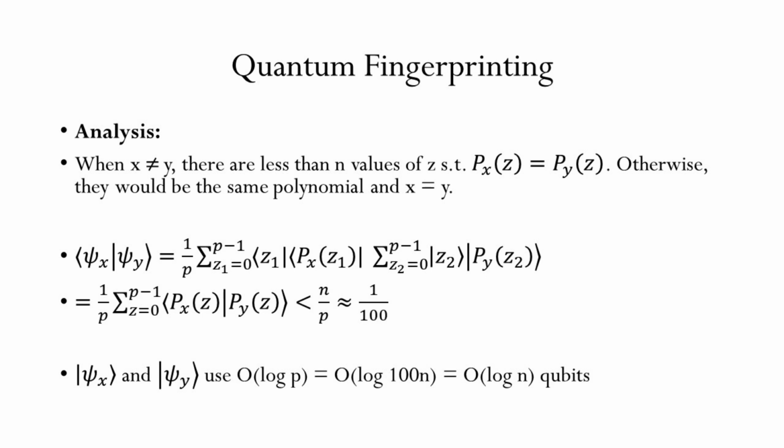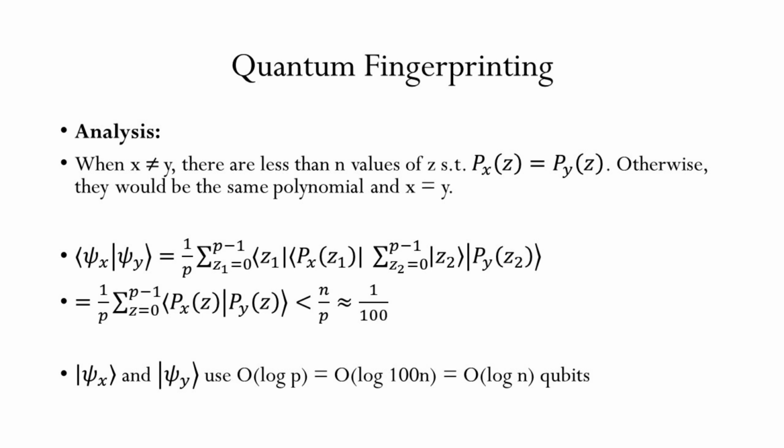We now show that the inner product between two fingerprints is small. The only non-zero terms in the product are those where z1 is equal to z2 and P sub x applied to z1 is equal to P sub y applied to z2. As we discussed, this happens less than n times, and thus the inner product is less than n over p. Since we chose p to be about 100n, the inner product is less than 1 over 100. Note that we could have made the inner product even smaller by choosing p of a different size. For example, p is 1000n or p is 10,000n.